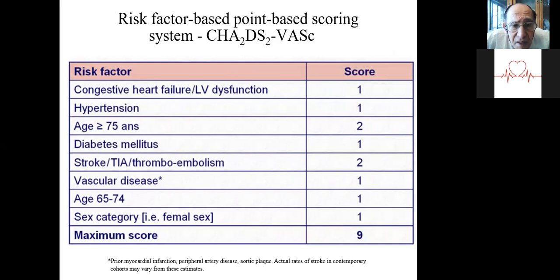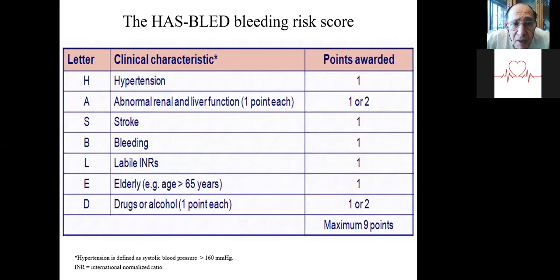CHA2DS2-VASc score, this is again the CHA2DS2-VASc score for thromboembolism. Heart failure 1 point, hypertension 1 point, age above 75 2 points, diabetes 1 point, previous stroke 2 points, vascular disease 1 point, age 65 to 74 1 point, female sex 1 point. The maximum score is 9. If he gets 2 or more, he is liable to thromboembolism.